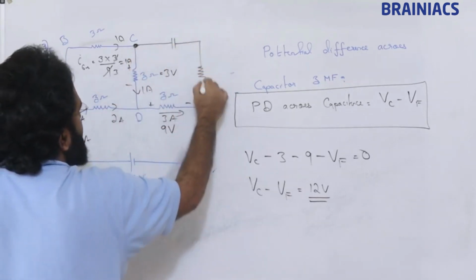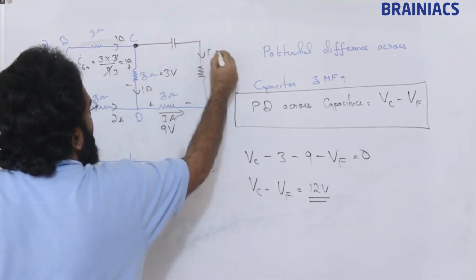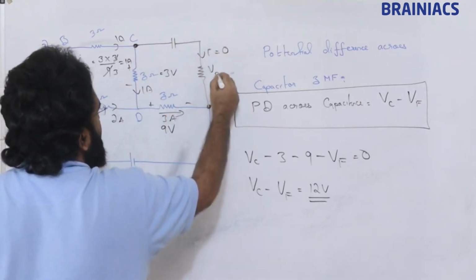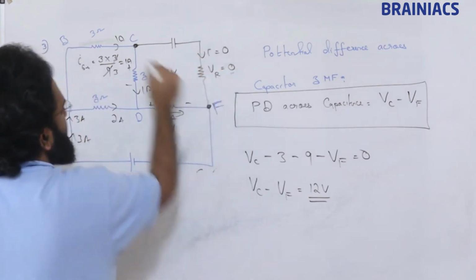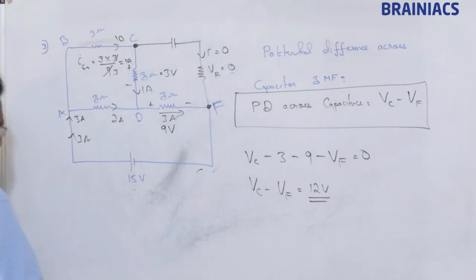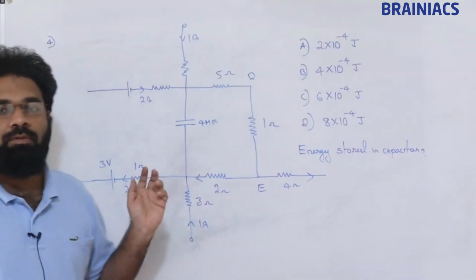Now this was the circuit. Current across this is 0. So voltage across this R is nothing but 0. No drop here. That is why we took this terminal and this terminal. Clear? Take your next question, students.